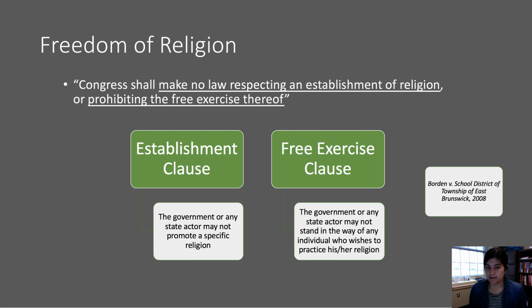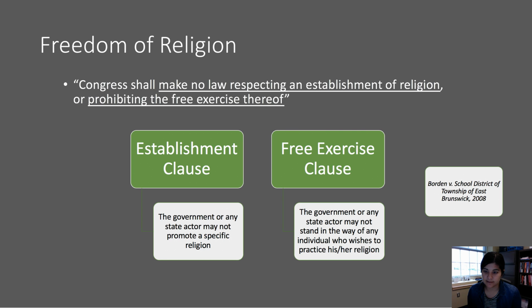The other piece of the freedom of religion statute is the Free Exercise Clause. So basically the government can't stand in the way of anyone who wishes to practice their religion. So again, two really ends of the spectrum here, right? On one end, state actors cannot promote a specific religion on behalf of the government, and then they also cannot infringe on individual citizens' ability to practice their own religion.